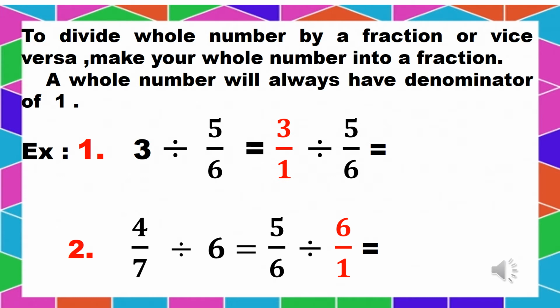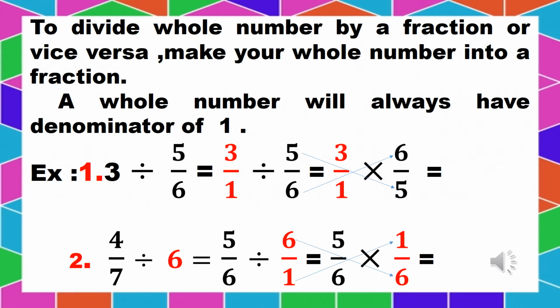Okay, let's go to the second example. You have 4 over 7 divided by 6. So the divisor is a whole number. Again, the rule says to divide a whole number by a fraction or vice versa, make your whole number into a fraction. So our divisor is a whole number, so we will make our divisor a fraction. So 6 will now become 6 over 1. So 4 over 7 divided by 6 over 1.